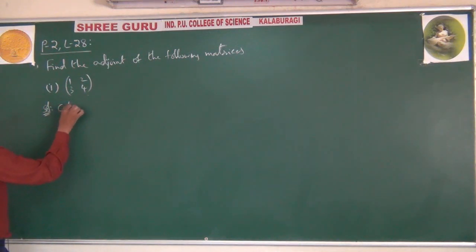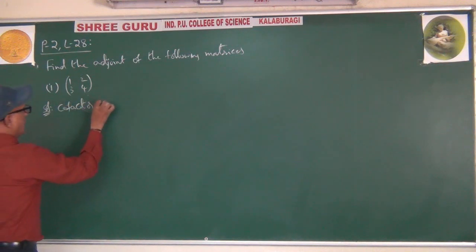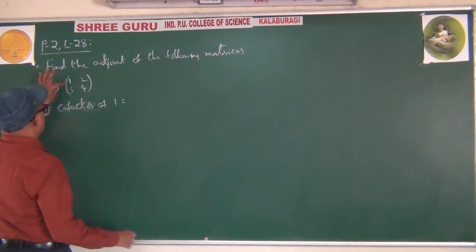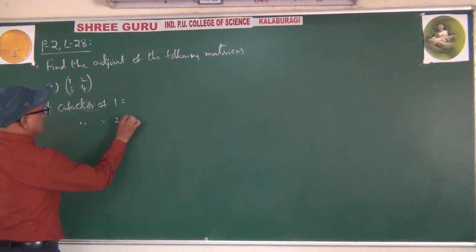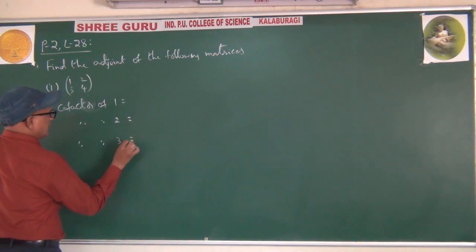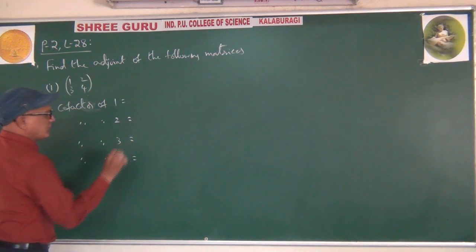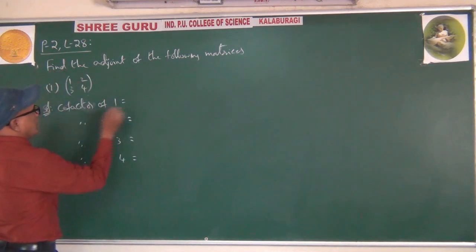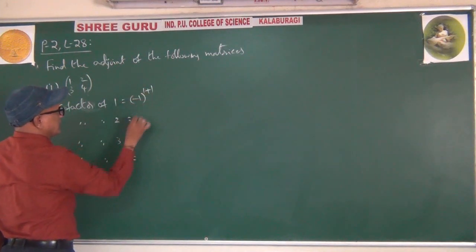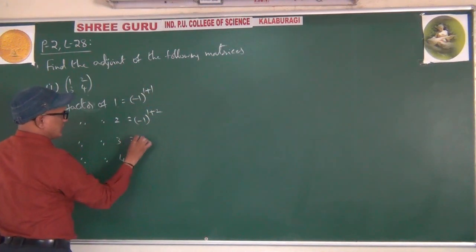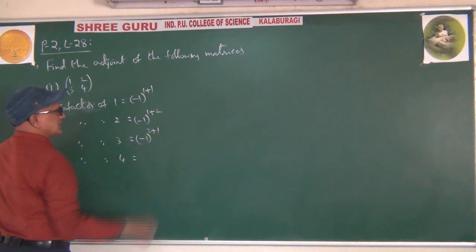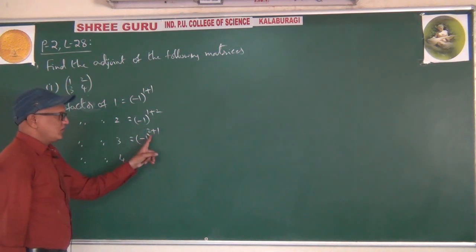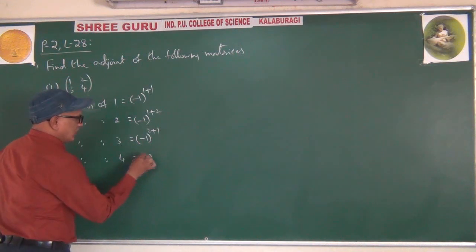Solution. Cofactor. Cofactor of 1 equals, first element. Cofactor of 2. Cofactor of 3. Cofactor of 4. That's it. Cofactor of 1: minus 1 whole power 1 plus 1. Minus 1 whole power 1 plus 2. Minus 1 whole power 1 plus 3. 2 plus 1. Minus 1 whole power 2 plus 2.